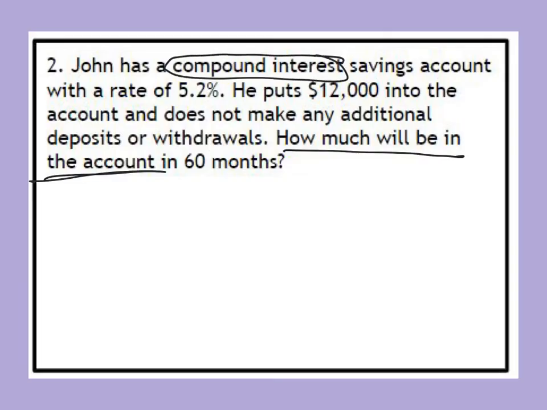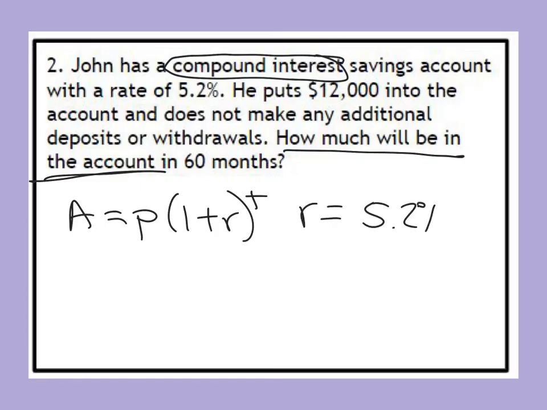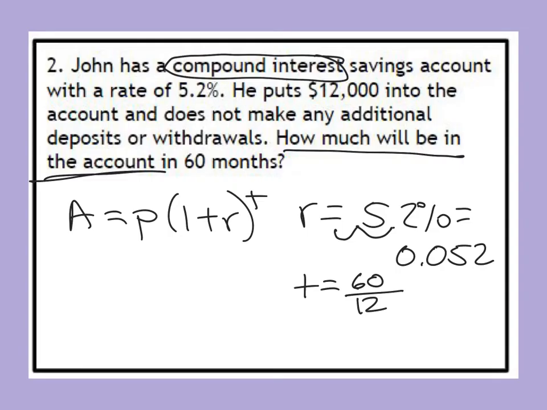Then I'll go ahead and write down my compound interest formula: A equals P times 1 plus R to the T power. So my rate is 5.2%. I'm going to divide it by 100, or move the decimal point over twice, to get the decimal, 0.052. And this time my time is 60 months, so that has to be in years. So 60 months divided by 12, because that's how many months are in a year. 60 divided by 12 is 5.